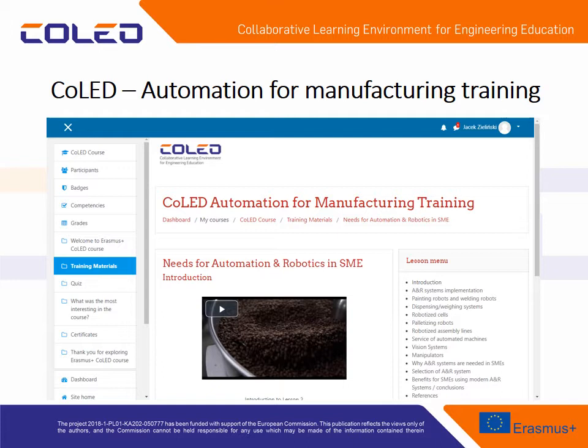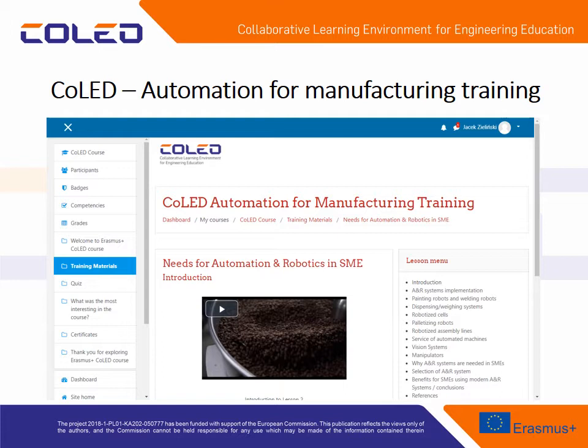Module 2, Needs for Automation and Robotization in Small and Medium Enterprises. The module presents and exemplifies the usefulness of the automation process in production through the different classes of robots that are used. Then the painting and welding robots are detailed together with their current applications. Other applications presented are dispensing, weighting systems for packaging and unpackaging products, dosing and sorting, robotic cells with a multitude of technical possibilities, robotized assembly line, service of automated machines, vision system and manipulators.